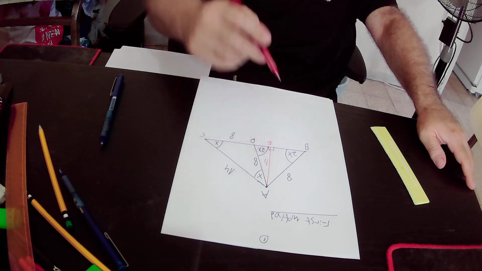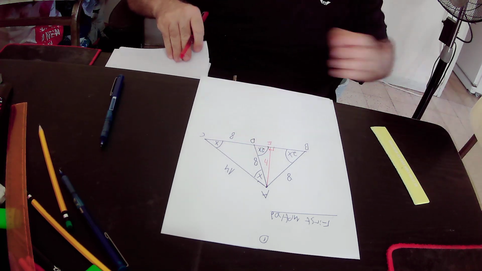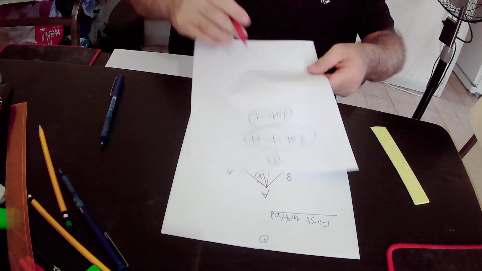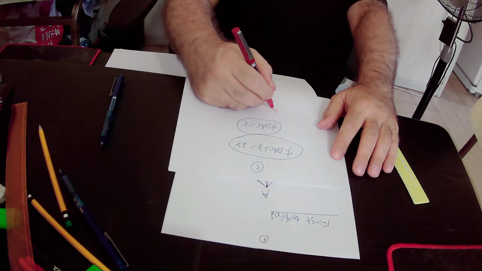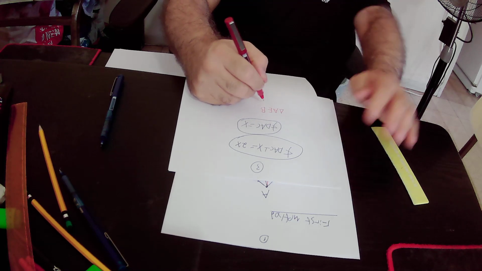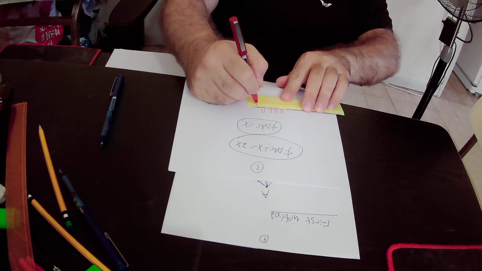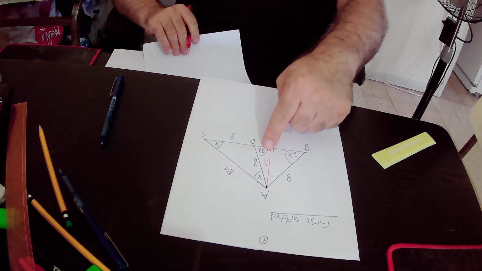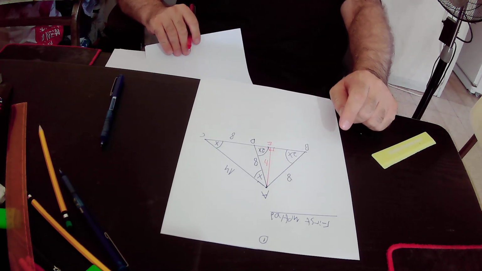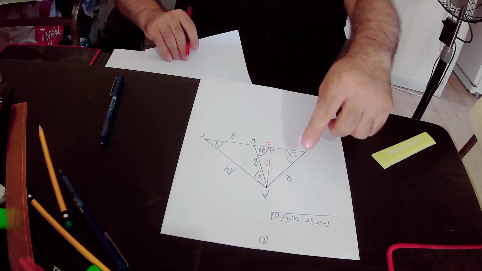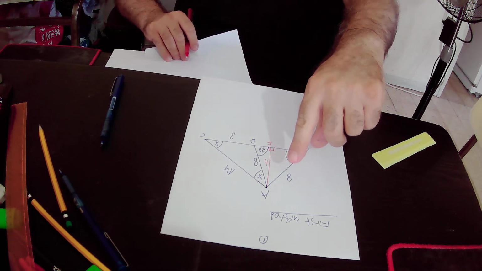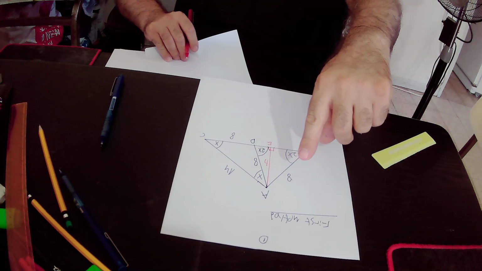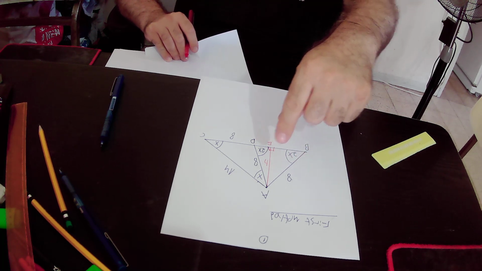Triangle AEB is a right triangle. Again, triangle AEB is a right triangle because this is a right angle, this is also a right angle. Therefore, we can implement the Pythagorean theorem that states that the square of the hypotenuse equals the sum of the squares of the perpendiculars.